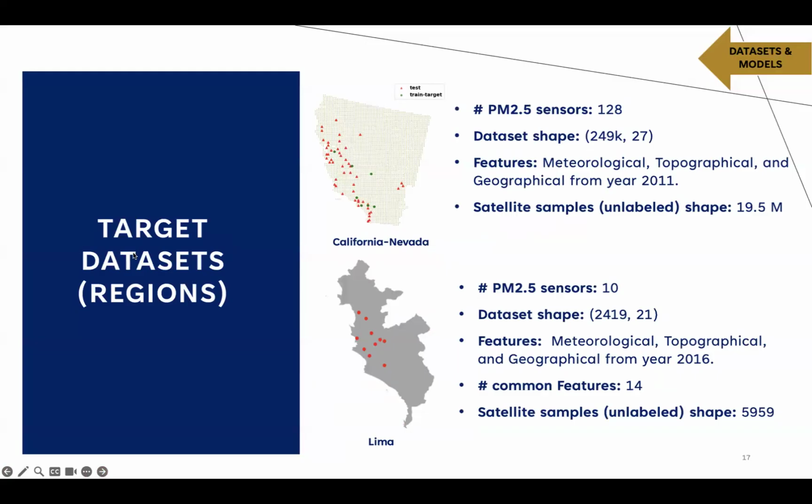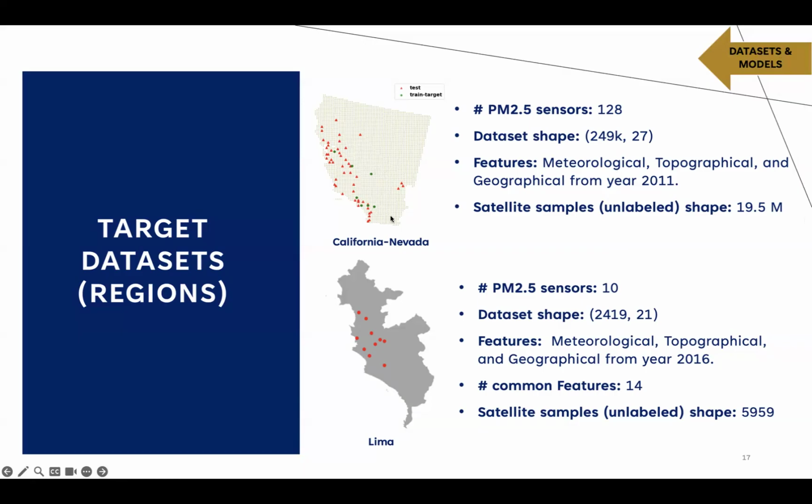All right. So what kind of target data sets did we use? One was the California, Nevada region. It had 128 PM2.5 sensors. The data set shape was almost 250,000 rows with 27 features. These features spanned meteorological, topographical, and geographical predictors, and it was from the year 2011. We also had around 19.5 million satellite samples, but these were unlabeled.